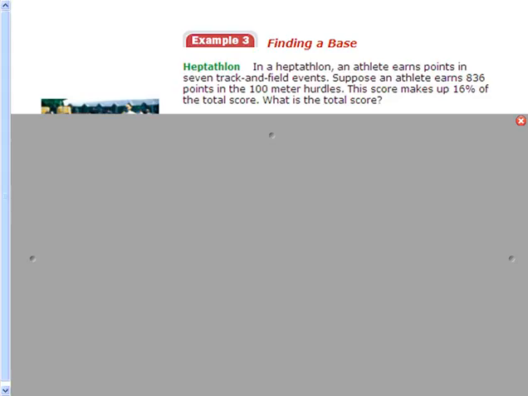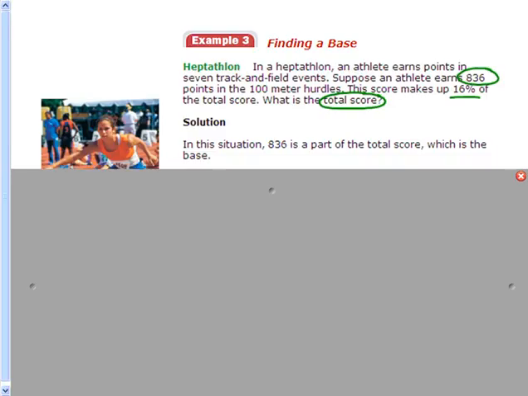It's about a heptathlon. In a heptathlon, an athlete earns points in 7 track and field events. Suppose an athlete earns 836 points in the 100-meter hurdles. This score, in other words, this 836 points, makes up 16% of the total score. What is the total score? So again, we're going to be looking at a proportion. Let's see what their solution says.